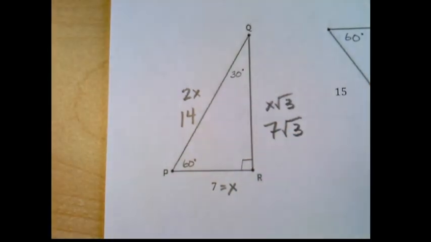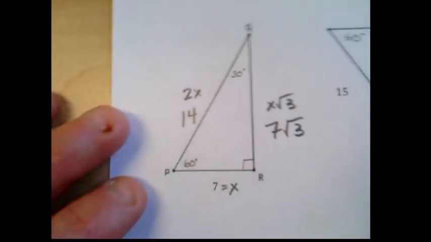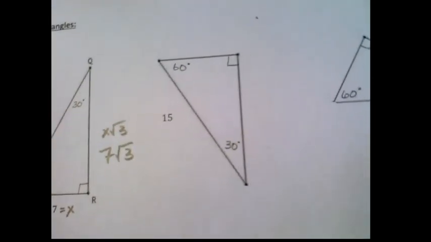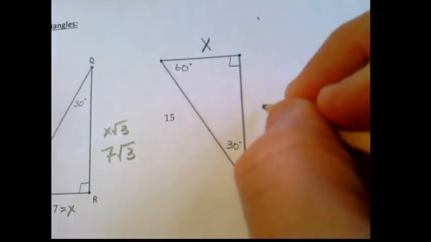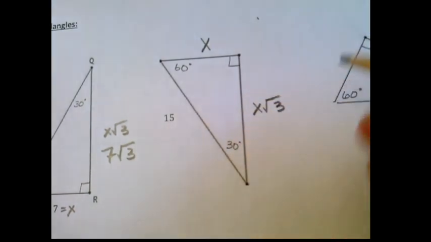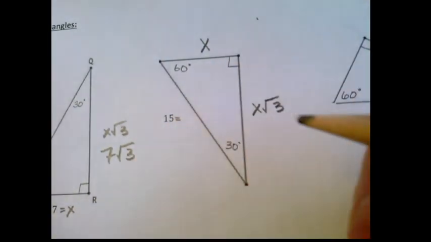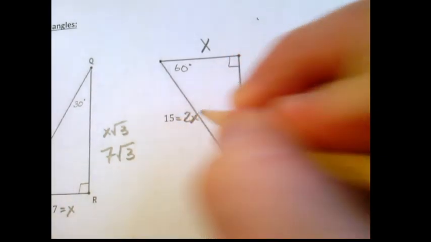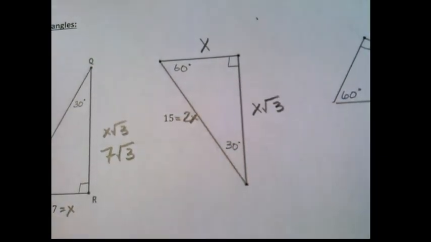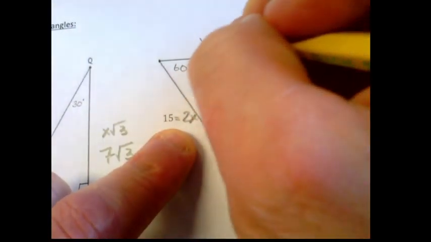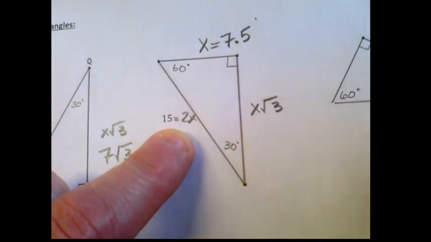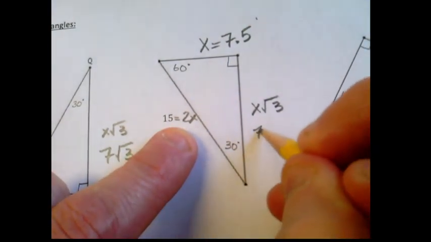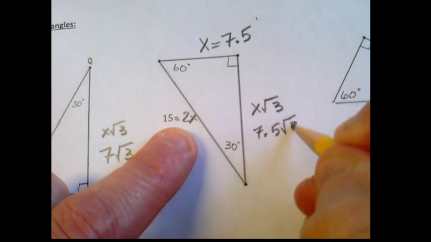Just like that. If I move on to the next one, you're going to notice what I do on each of these problems first. I label them based on the rule that we found out. Now, since I know that 15 is my hypotenuse, I'm going to put that equal to 2x. From there, if I divide both sides by 2, this length is 7.5. And if x is 7.5, then x radical 3 is 7.5 radical 3.